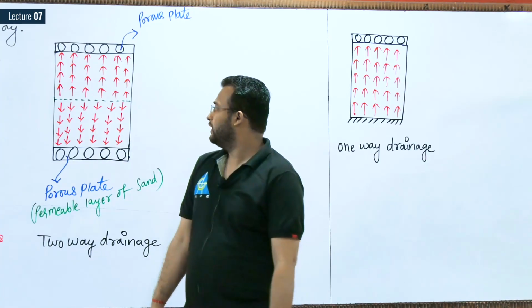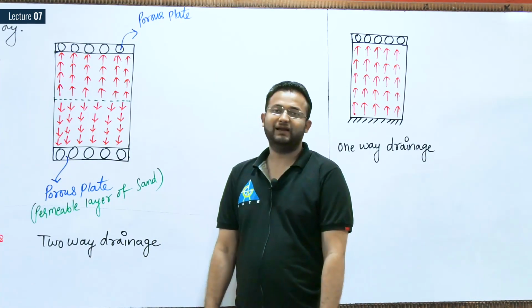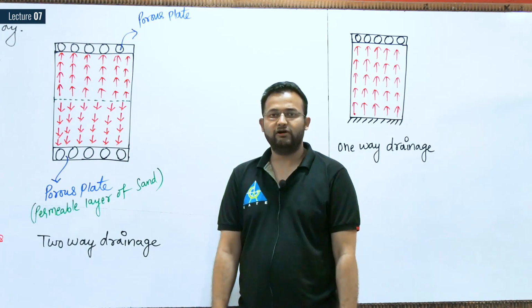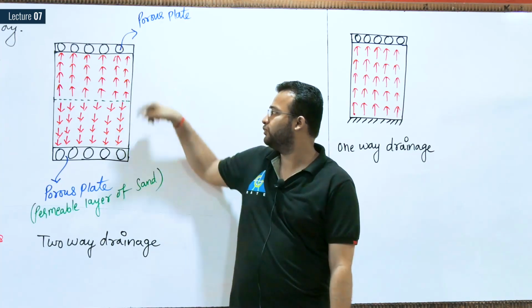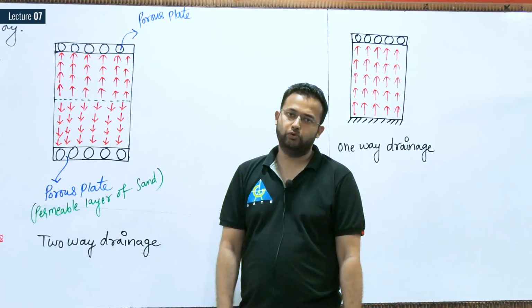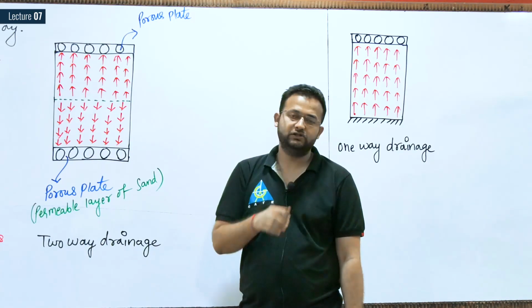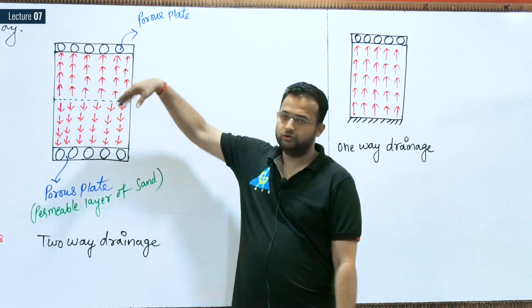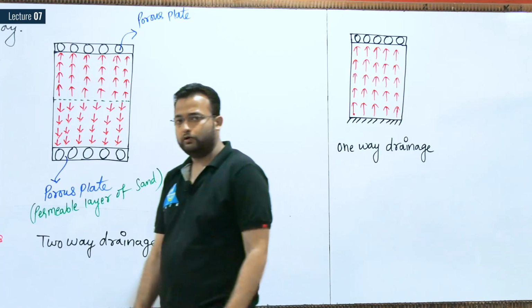So if we want consolidation to happen in the clay soil, then 101% sure we have to make sure that we have kept the porous plate, either at the top or at top and bottom both. If we are keeping only at the top, it is one-way drainage. If we are keeping on both sides, top and bottom, it is an example of two-way drainage. Let me talk about two-way drainage now.